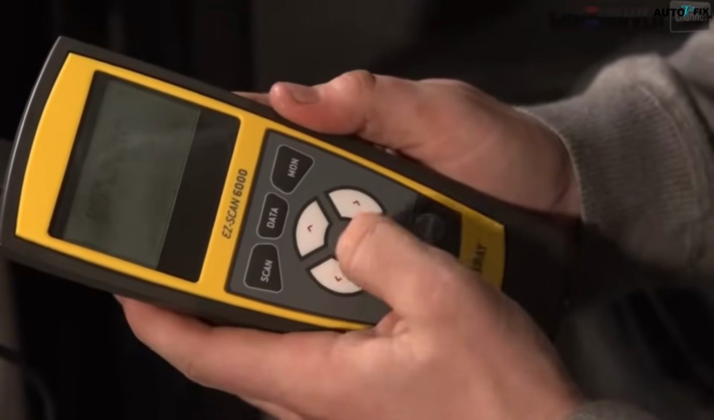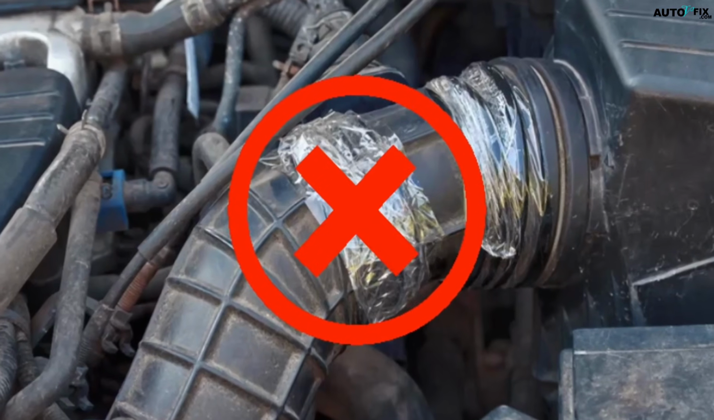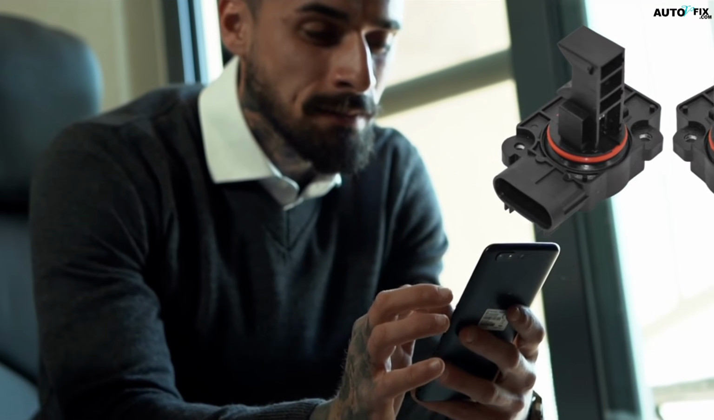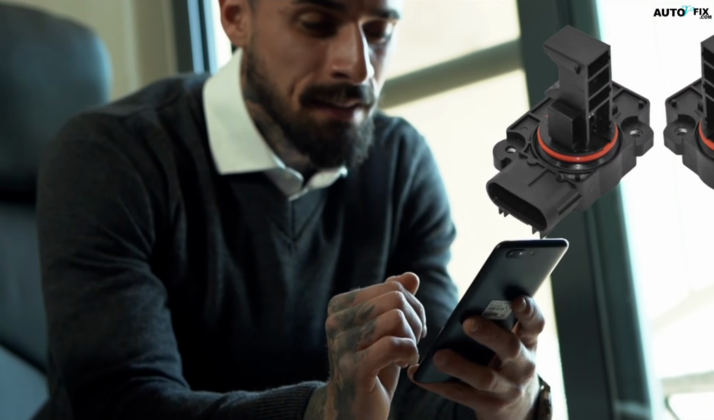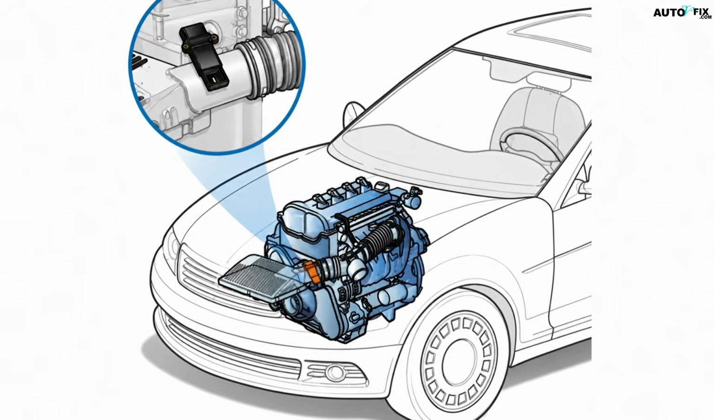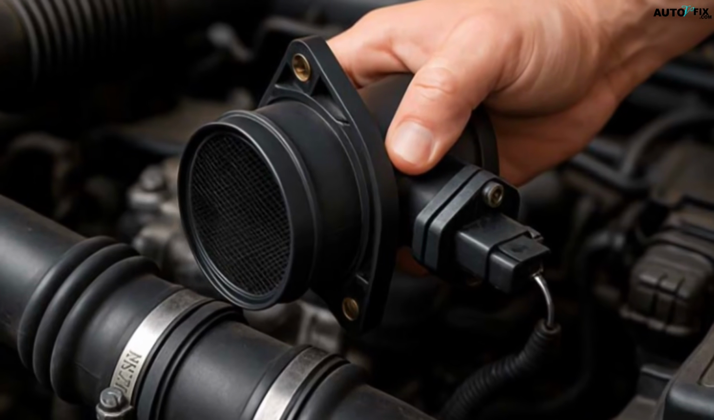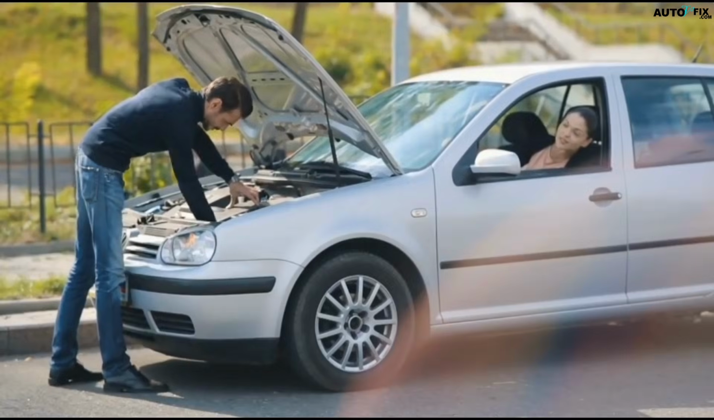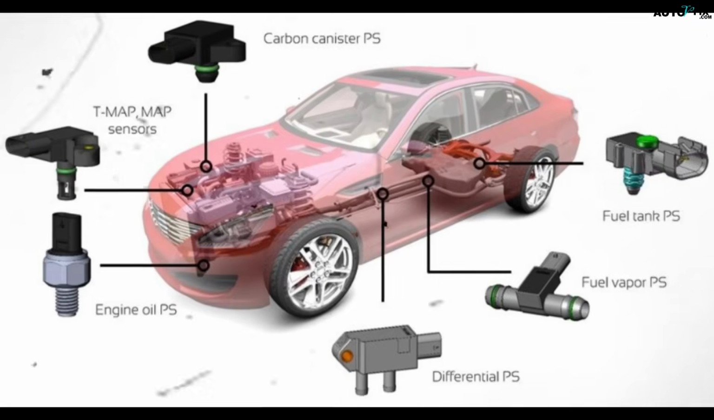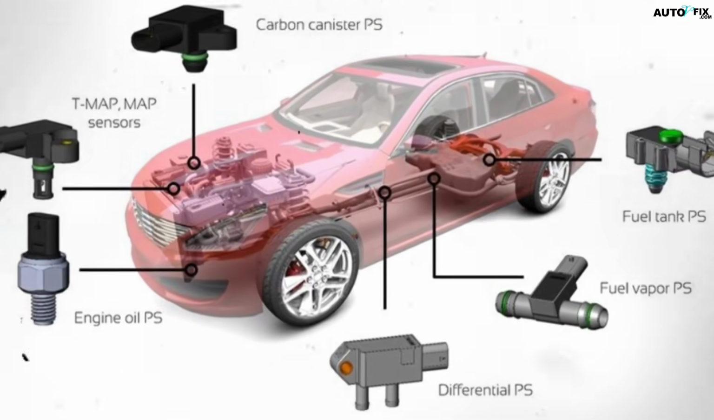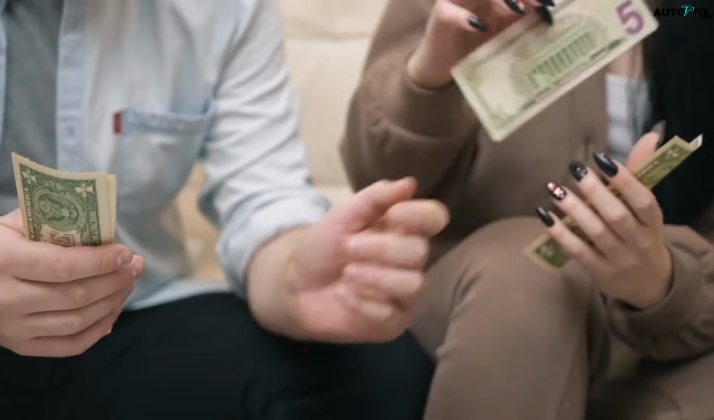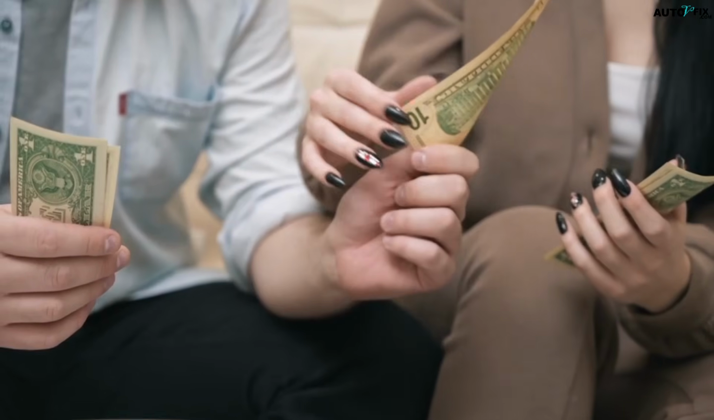If the readings are still incorrect after cleaning and you've already ruled out vacuum leaks, then replacement becomes the next logical step. When that time comes, don't automatically buy the cheapest sensor you can find online. Mass airflow sensors are calibrated specifically for your engine. Low-quality aftermarket sensors often don't match the factory calibration, which can leave you chasing fuel trim problems even after installing a brand new part. Whenever possible, choose a quality OEM sensor or a trusted manufacturer such as Bosch, Denso, or Delphi. Spending a little more upfront often saves you from diagnosing the same problem twice.